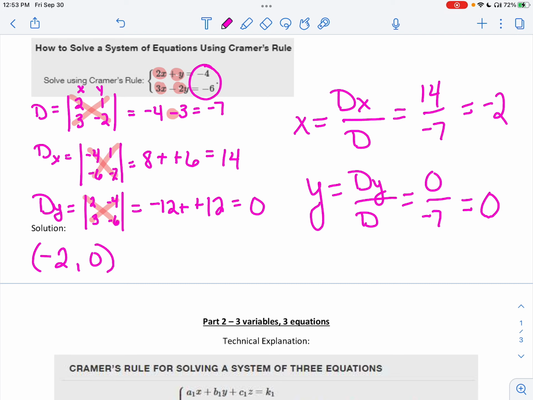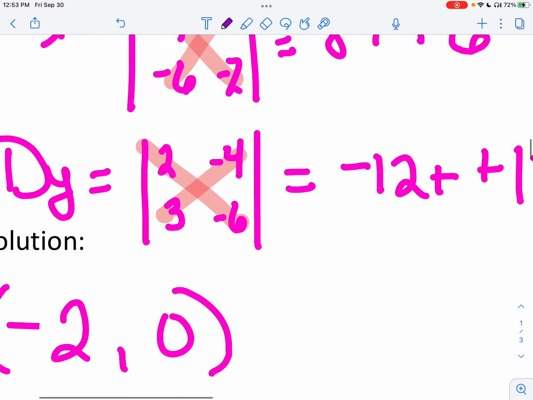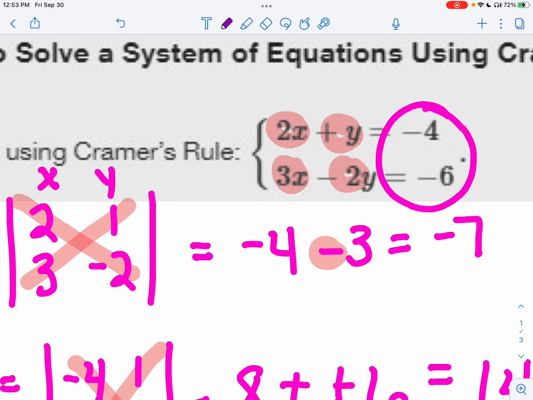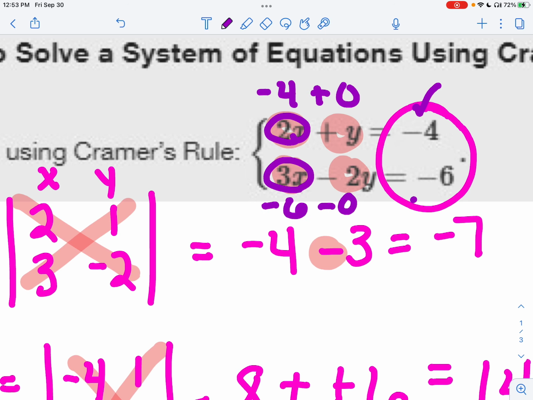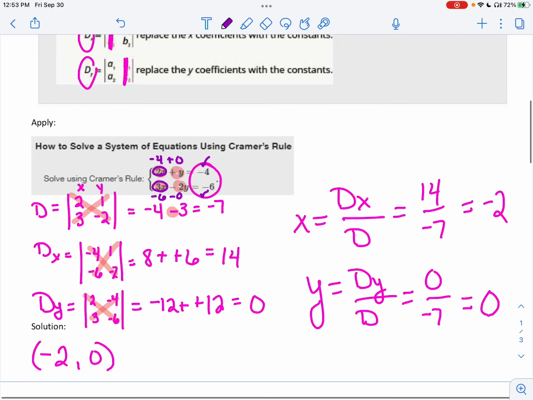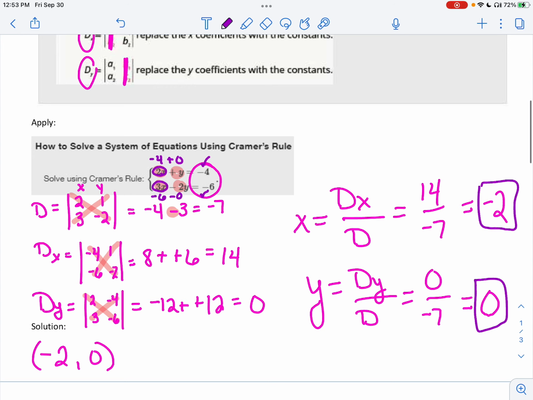And if we plug those in just to double check, because double checking is always good, what do we get? Let me see, -2 and 0. So if we plugged in -2, we would get -4 plus 0. That works. And if we plug in -2, we get -6 minus 0. And sure enough, that works. So this will work whether they're pretty answers, like integer answers like this one, or whether they're fractions or whatever they might be.